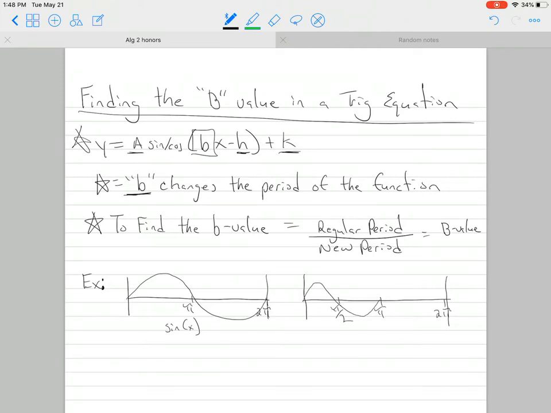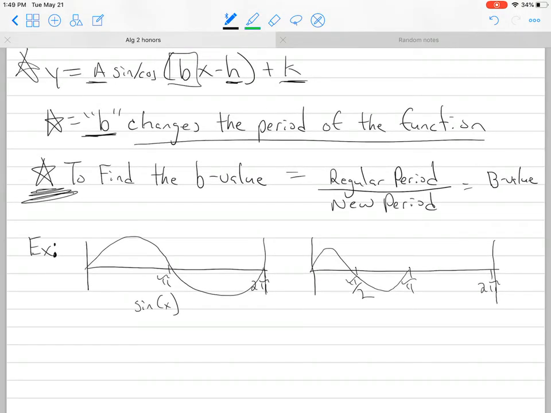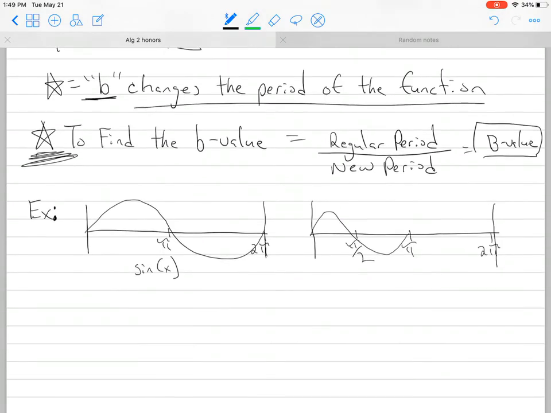And remember, the b value changes the period of the function. It makes the function happen either in a faster amount of time or a slower amount of time. And so I wrote down here, so to find the b value, what you're going to do is you're going to take the regular period, which is always the same. The full period is 2 pi, and you're going to divide it by the new period. That will give you your b value. So I'm not going to get totally into why, but hopefully this helps you see it.